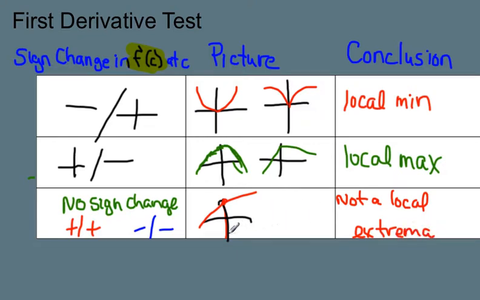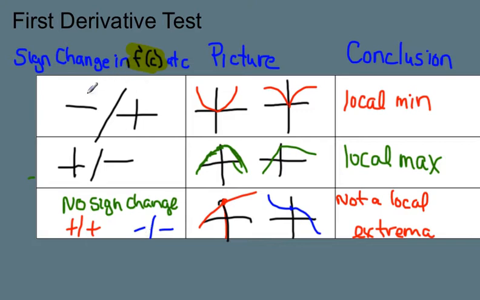Now, let's say we looked at a different graph, and we're going to go negative to negative. So that's something where the graph comes down, it's leveling off. Here's your critical point, and it starts going back down again, negative to negative. Again, not a local extrema.